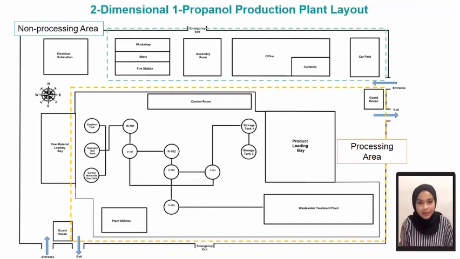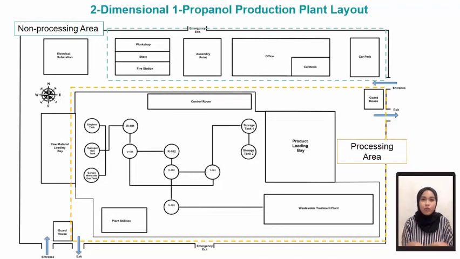The electrical substation located on the top left of the plant is to distribute electricity into the plant. Also a control room to monitor and control the production process. There are two types of loading bay, which are raw material and product loading bay. The raw material loading bay is to load and unload raw material resin, and the product loading bay is to load and unload 1-propanol product. And there's a plant utilities and wastewater treatment plant.